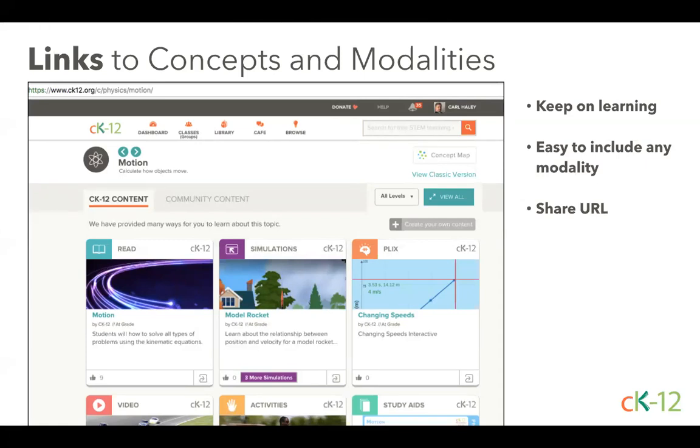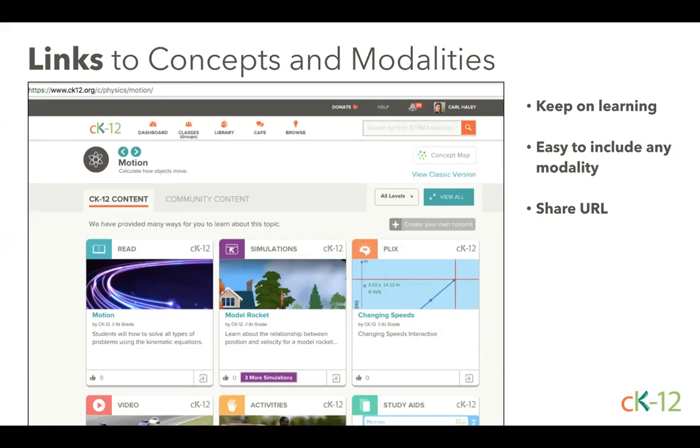We list on this page a variety of modalities. So for motion, you can see we have reads, which are lessons, simulations, which are PLIXs, interactives, videos, activities, study aids, and I'm sure if we scroll down further, you get practice and other things. So we offer a whole wealth of ways. And we know that sometimes with our students, they're not always in the mood to read a big block of academic text. So maybe they need to start off with a video or two and then try an interactive. And it's a great place to send them.